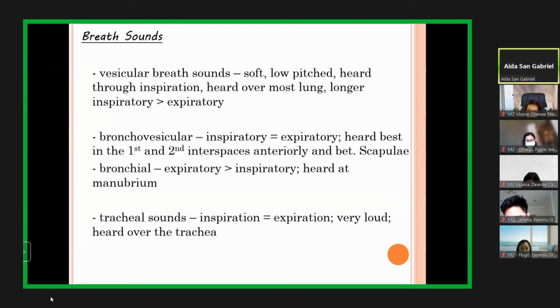Heard best in the first and second interspaces anteriorly and between the scapula. Then we have bronchial breath sounds, where expiratory phase is longer than inspiratory phase, heard at the manubrium sterni. And then you have tracheal sounds, where inspiration is equal to the expiration phase. This is very loud and heard over the trachea.